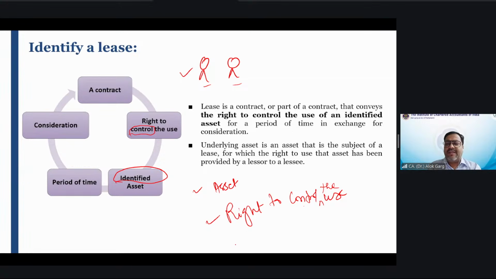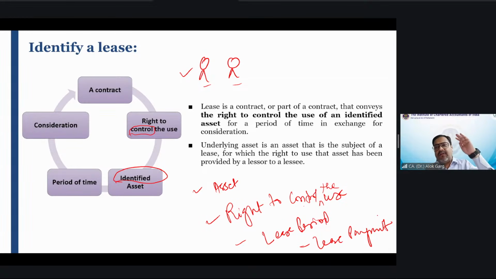And of course, there has to be a lease period and there has to be a lease payment, means consideration. Lease period means period of time. Lease payment means consideration. Okay. So four things have to be there. Asset has to be there. Right to control the use has to be there. Lease period has to be there. Lease payment has to be there. We'll quickly discuss all these four concepts.